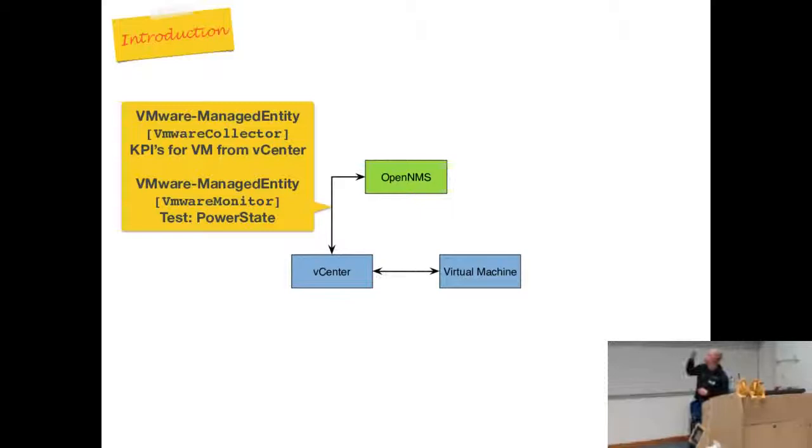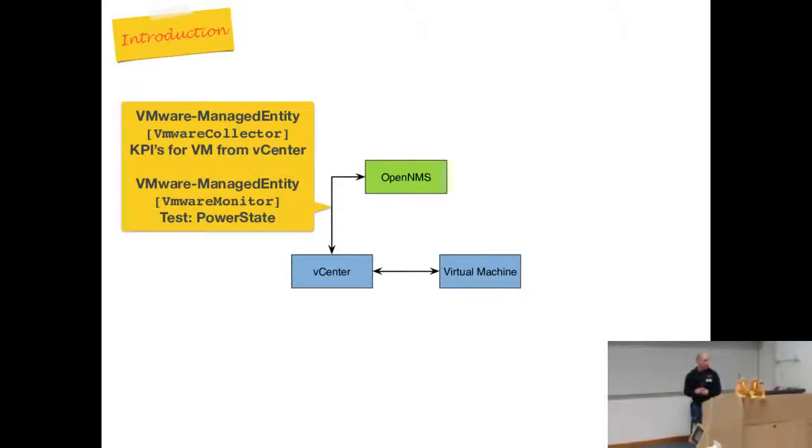What we are doing over the connection to the vCenter, we have created a VMware collector which does the data collection for the virtual machines and the ESX host systems. These data are uploaded from the virtual machine to the vCenter on a regular basis. It's the stuff what you see in a vCenter if you have these graphs for the memory or CPU or disk or something like that.